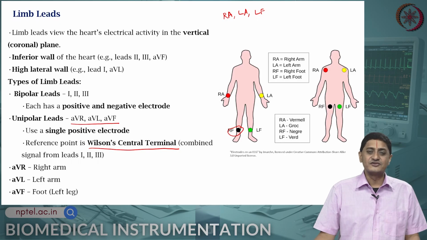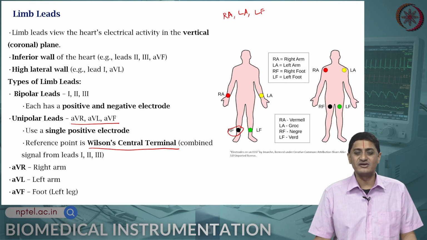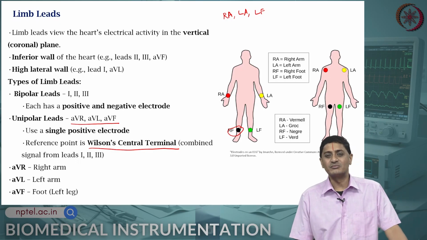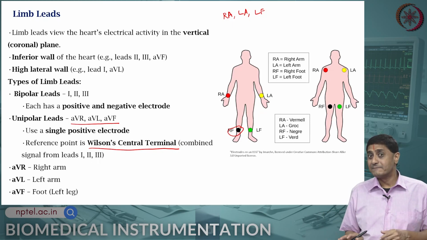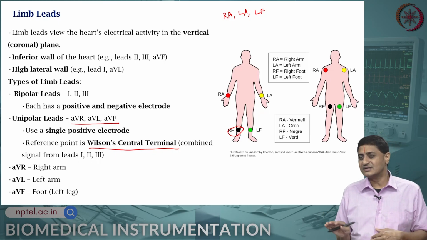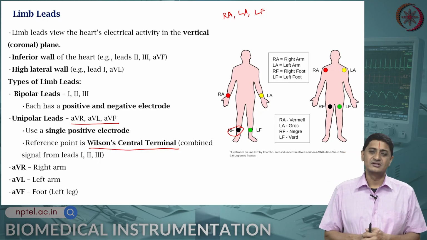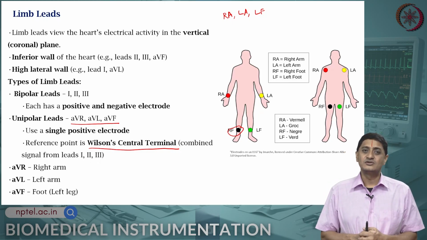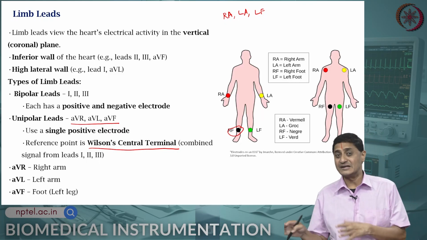AVR refers to the augmented limb lead from the right arm, AVL refers to the augmented limb lead from the left arm, AVF refers to the augmented limb lead from the foot or the left leg. There are 2 feet, but the right foot we will look at later. The right foot is used to drive the system, to provide feedback into the system. That is a separate lecture on that topic.